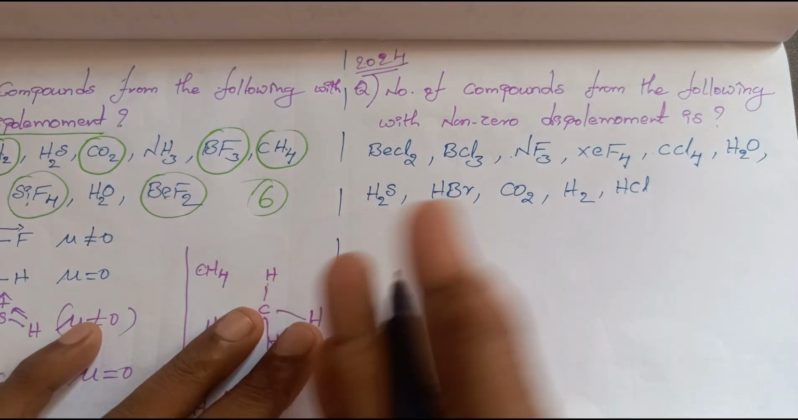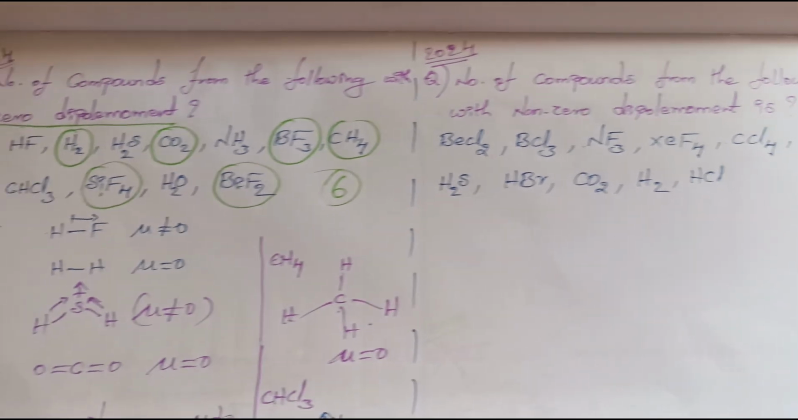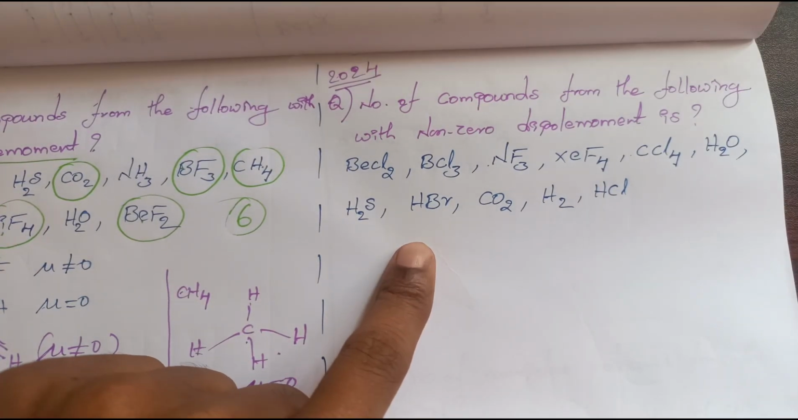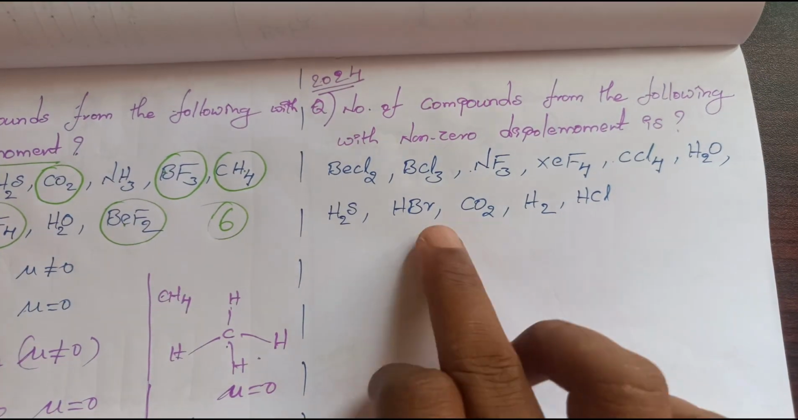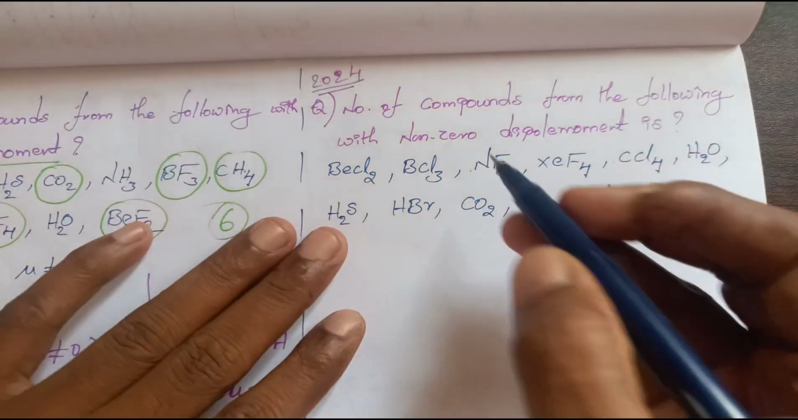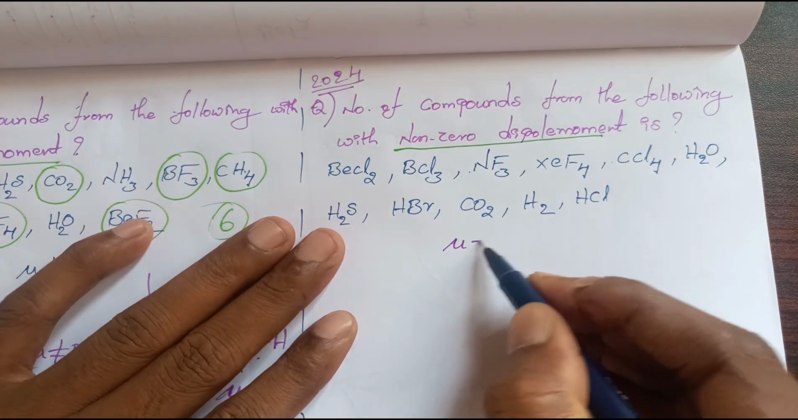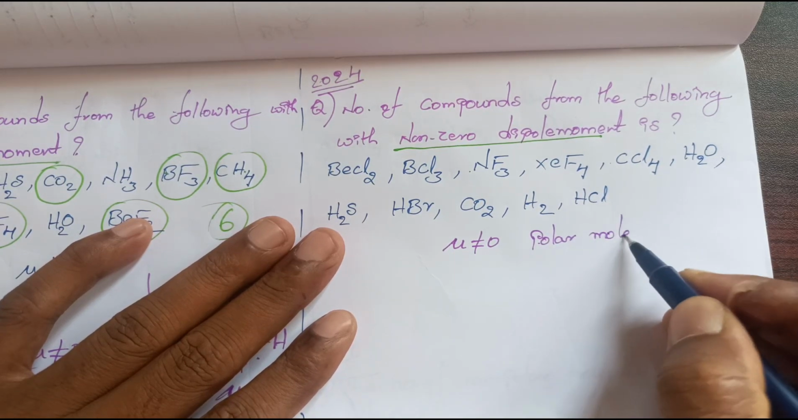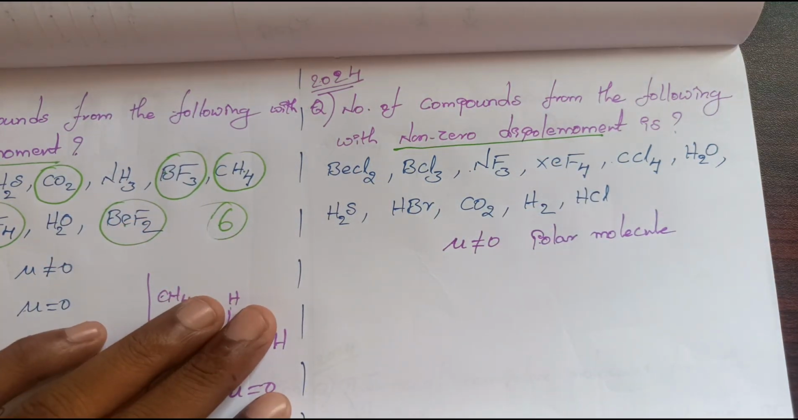Yesterday we left a few dipole moment based questions. I already explained this 2024 question yesterday. Here once again, look at the 2024 previous year's dipole moment based question: the number of compounds from the following with non-zero dipole moment. Non-zero dipole moment means dipole moment not equal to zero, that is a polar molecule. So the question is, among the following, which are polar molecules, students.